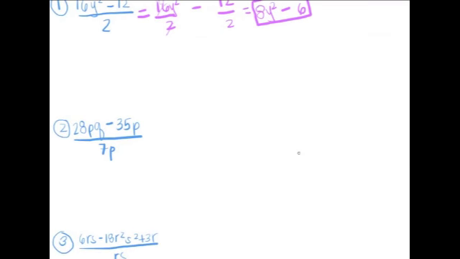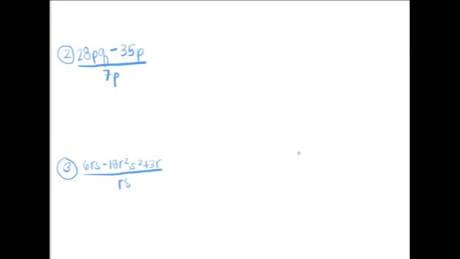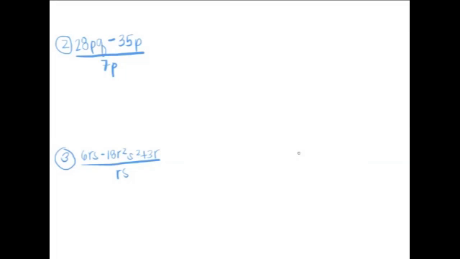So here we go with number 2. First step, remember, is to rewrite the problem. Oops, I'm trying to get this centered and it's not working. There we go. Okay, so the first thing to do is to rewrite everything on the top, 28pq minus 35p, and then set each of them as separate fractions, and the bottom of the fraction is just going to be whatever's in the denominator. So you set the denominator underneath each of these fractions.